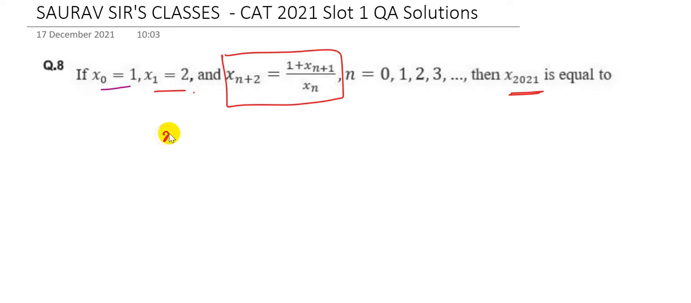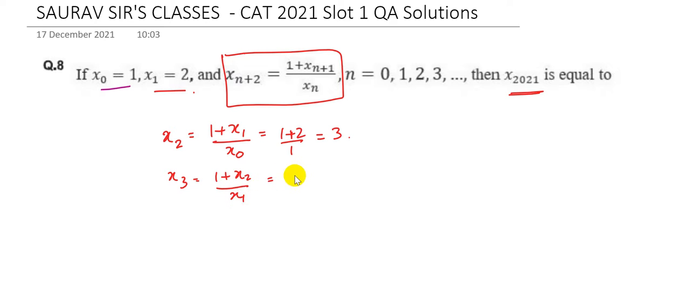So from the given relationship we can write, by putting n equal to 0, x2 equals 1 plus x1 by x0, which is 1 plus 2 by 1, which is 3. x3 will be 1 plus x2 by x1, which is 1 plus 3 by 2, which is 2. x4 will be 1 plus x3 by x2, which is 1 plus 2 by 3, which is 1.